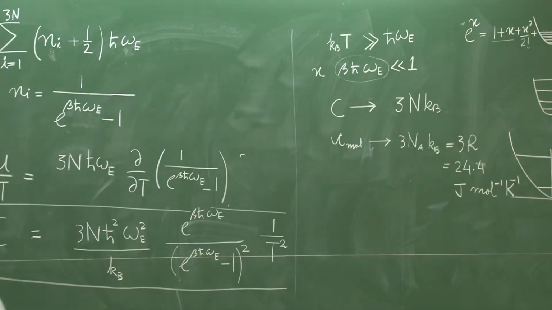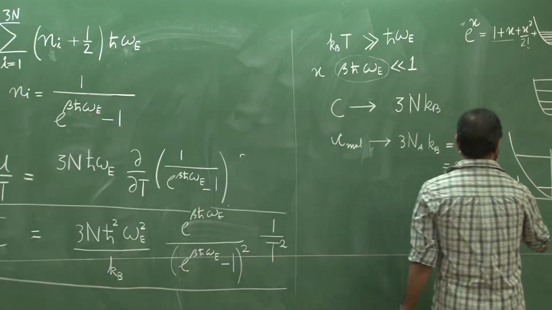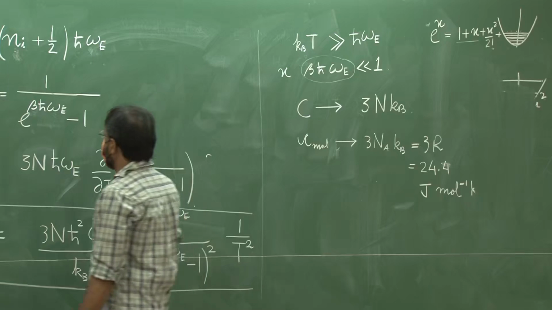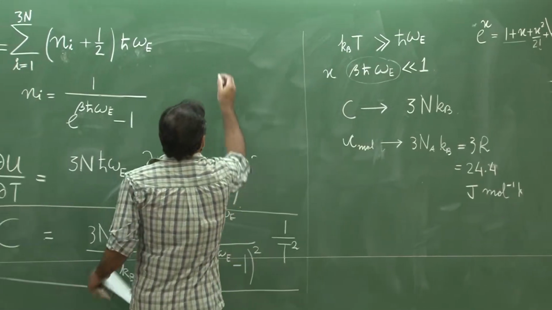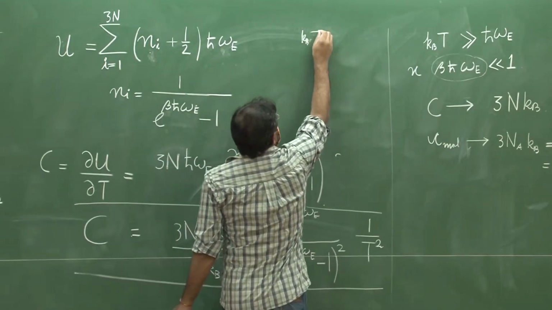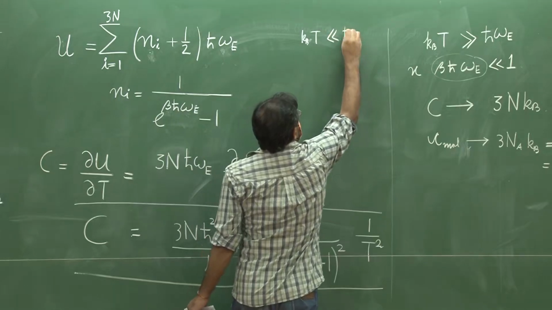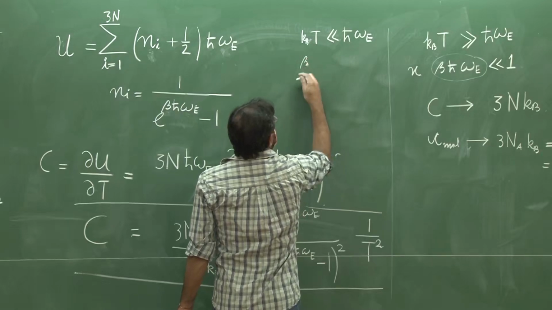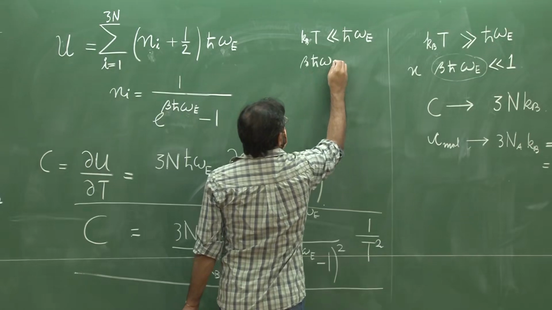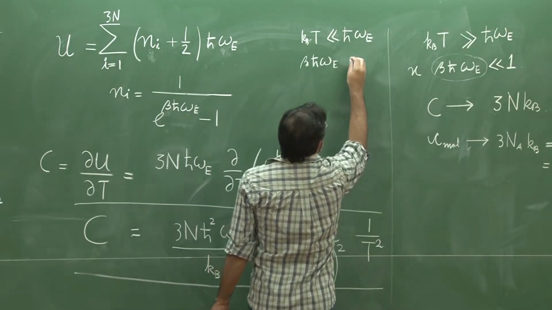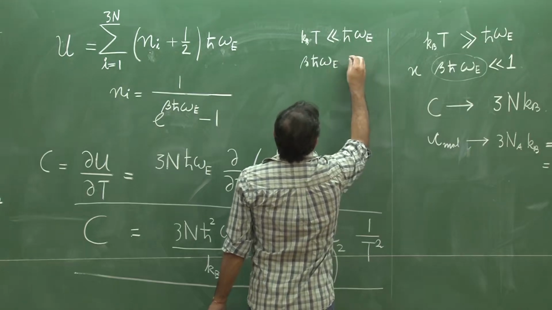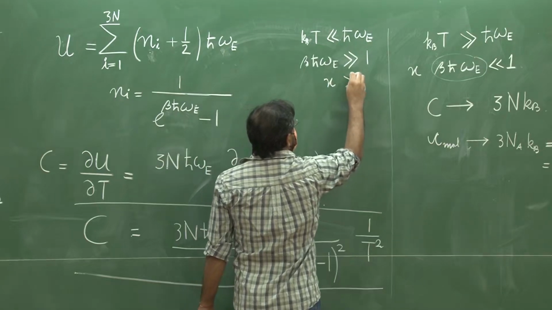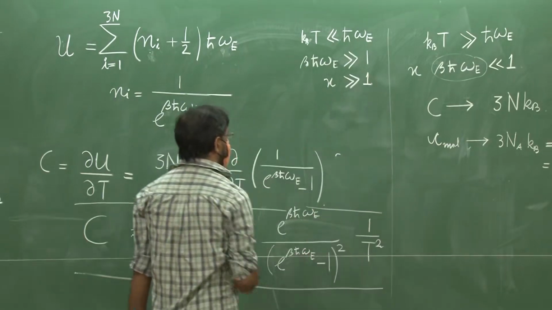So that we will do in the other extreme. I shouldn't have erased this, because the fun part is now. This is the trivial part. So let's do the fun part, which is when kBT is much smaller than h bar omega_E. Or you can say that in this case, beta h bar omega_E will be much greater than 1. If you call it x, then x is much greater than 1.